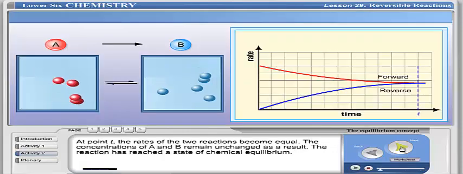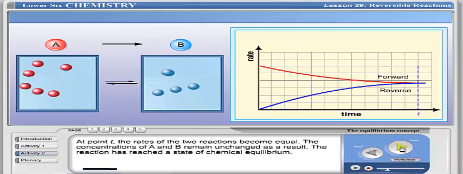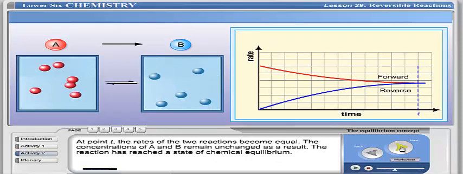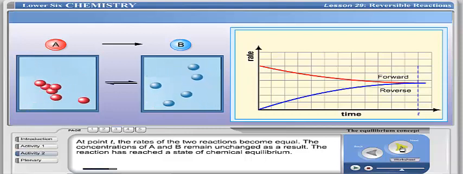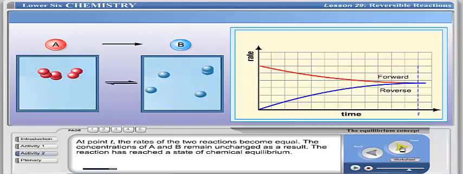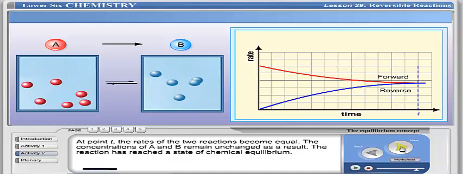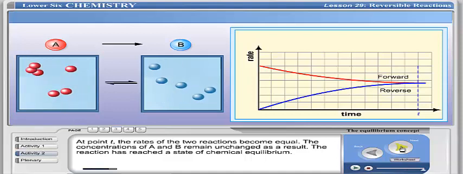At point T, the rates of the two reactions become equal. The concentrations of A and B remain unchanged as a result. The reaction has reached a state of chemical equilibrium.